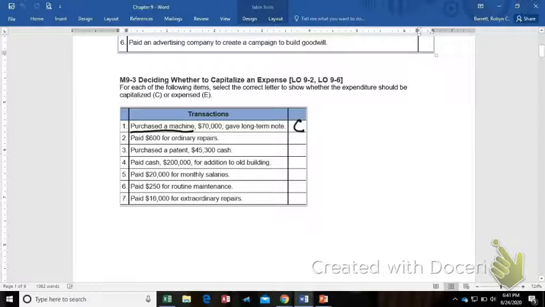All right. Now we paid $600 for ordinary repairs. Expense. They gave you a keyword there. Now we purchased a patent for $45,000 cash. Capitalize, yep. They slipped an intangible in there, but it doesn't matter, you're still going to capitalize it. We paid cash, $200,000 for an addition to an old building. Capitalized.